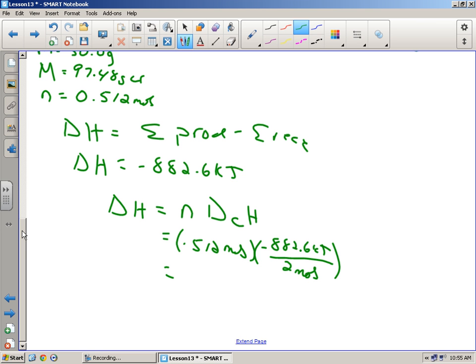So multiplying that, let's see here. I'm going to have to go back there. Oh, is it 50 grams there? Yeah, 50 divided by 97.48. And I get 0.5129, yada. And we're going to multiply that by 882.6 and divide by 2. So all said and done, I guess I answered this already, negative 226 kilojoules.